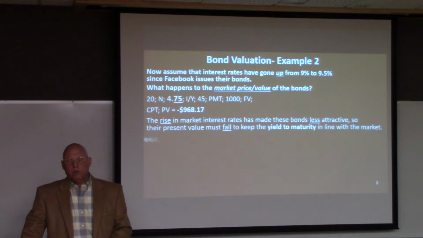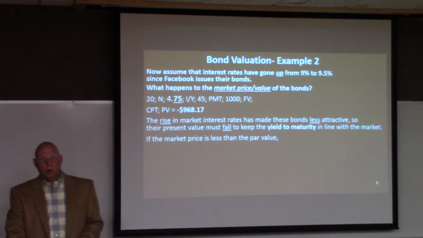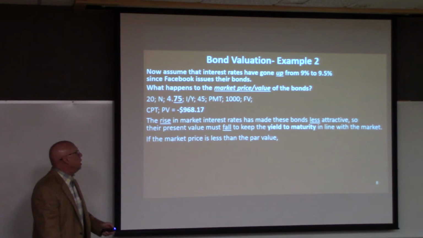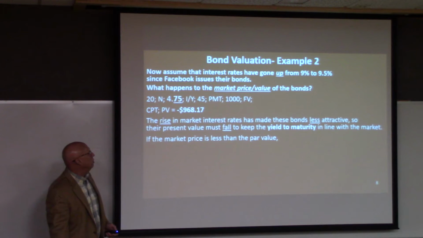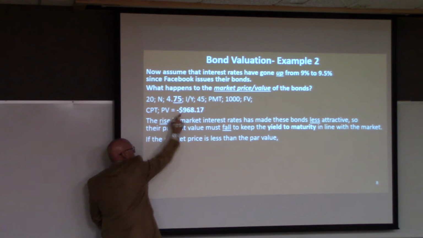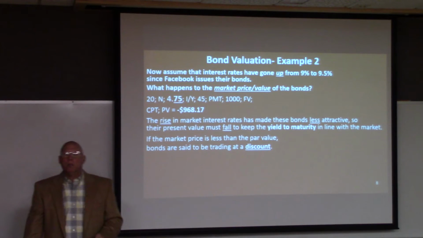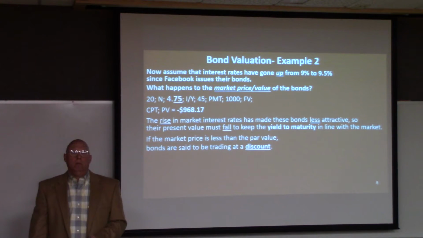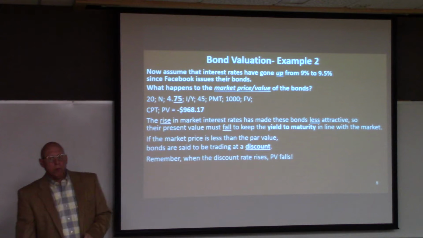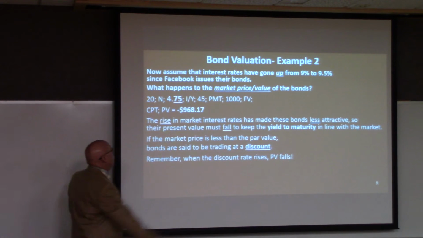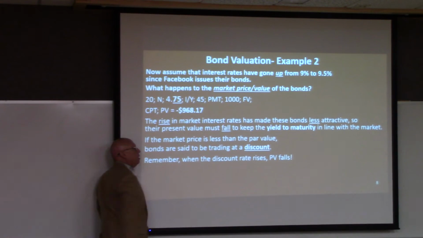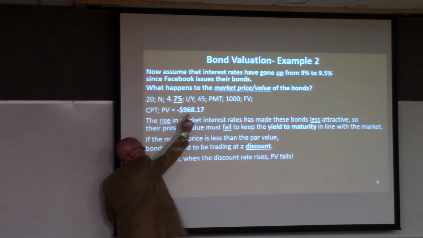So the present value must fall to keep the yield to maturity in line with the market. If the market price is less than the par value, so this is less than par value, then the bonds are said to be trading at a discount. Remember, when the discount rate, the market rate, rises, the present value falls right here.